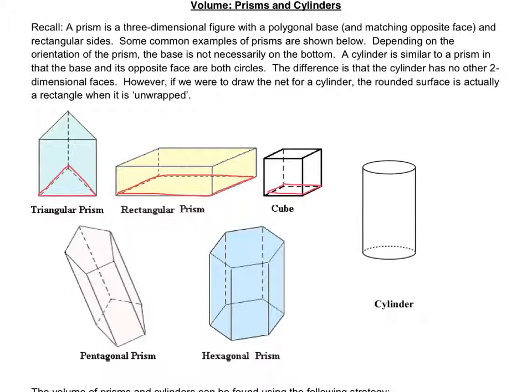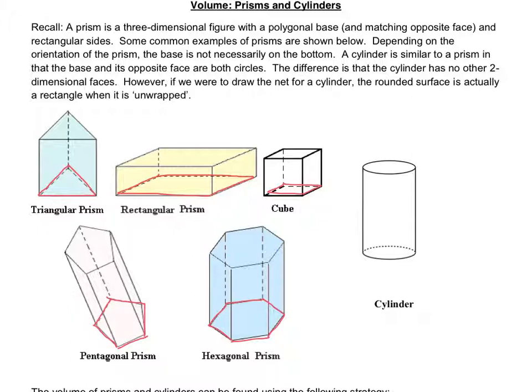A pentagonal prism would have a base that is a pentagon, and a hexagonal prism would have a base that is a hexagon. The side across from that one, of course, is the matching polygon, and all of the other faces of a prism are rectangles.